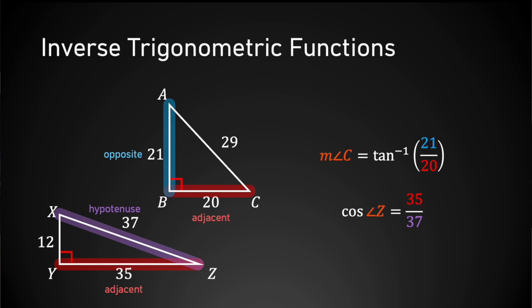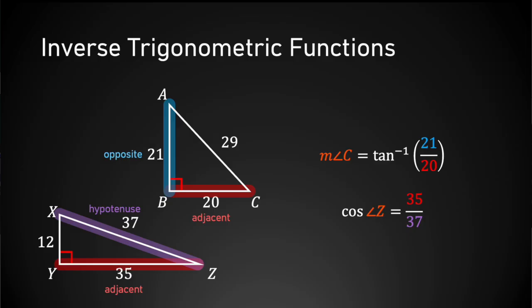The inverse tangent of 21 over 20 is something we can calculate with our calculators. You get something like 46.40 degrees.